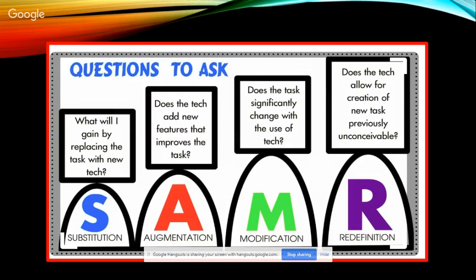SAMR is a way for you to evaluate, again, how you're using technology in your classroom. You want to design the tasks at the higher levels and also get those higher order thinking skills of creativity and evaluating and communicating and collaborating with your students.